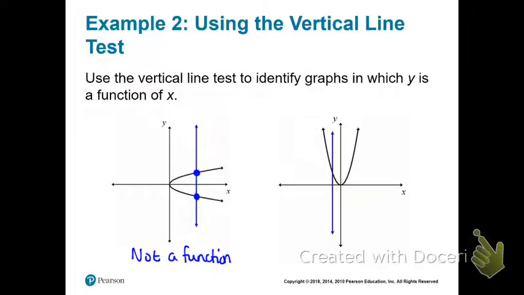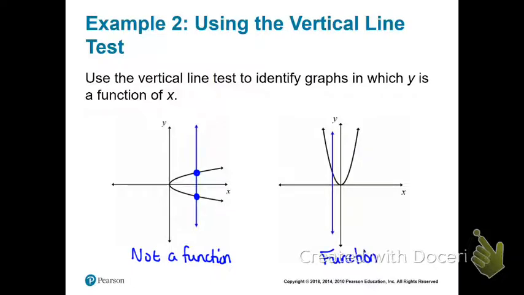Now, when I look at the next one, it doesn't touch more than once where it's at, but I need to make sure of all the locations. Is there anywhere here that it touches more than once? There's not. Every line that we can draw will only touch our graph one time. Therefore, this is a function.